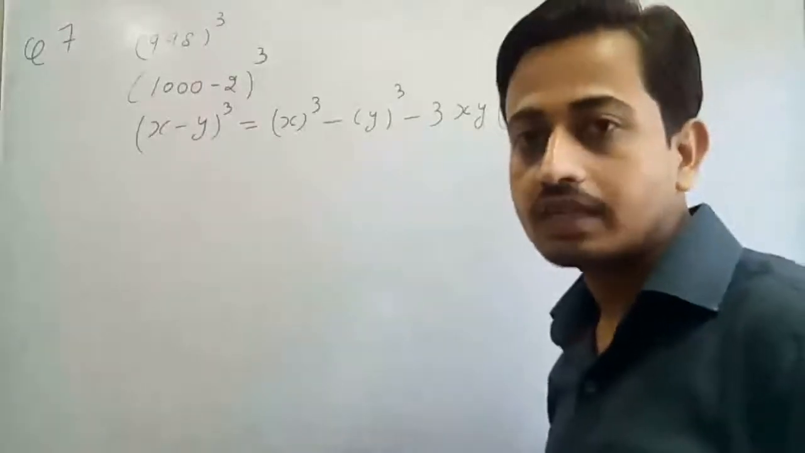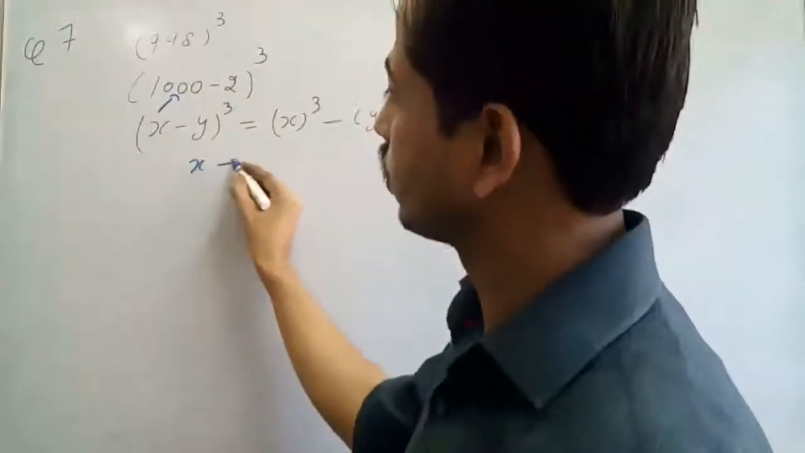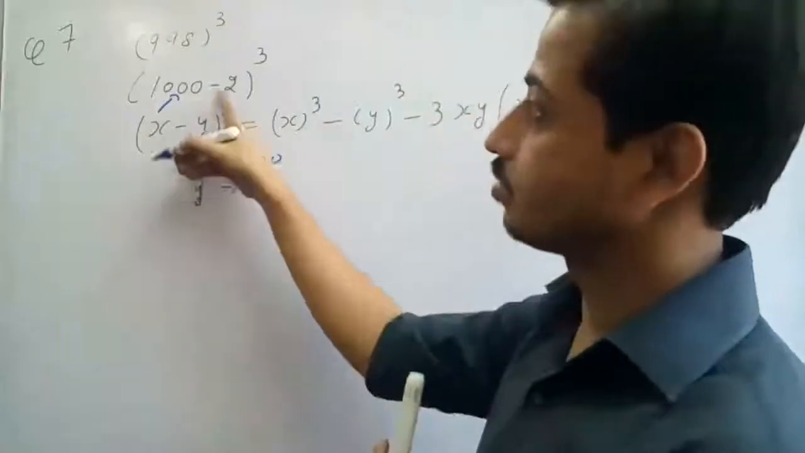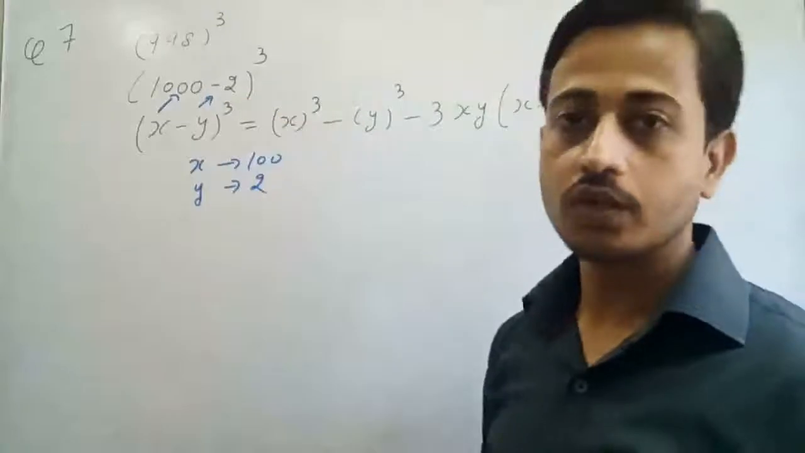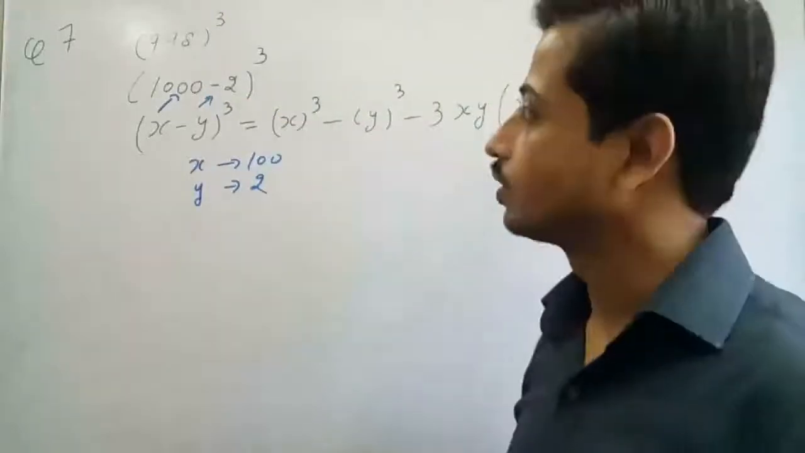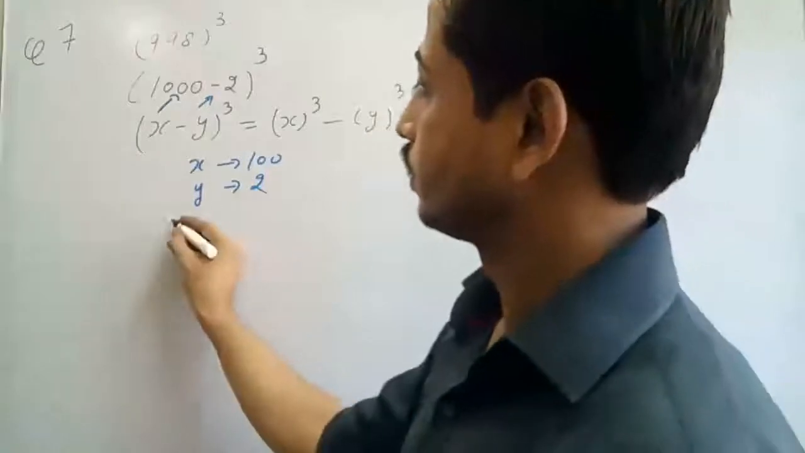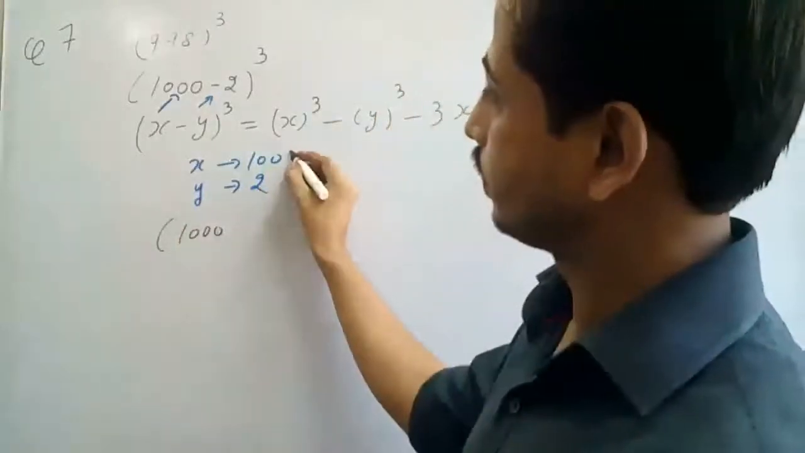You have to do comparison. The first term is what? 1000. So x is 1000. And what is y? y is the second term. y becomes 2. So it's very easy to solve. Put x equal to 1000 and y equal to 2. Sorry, I was writing 100 here; it is 1000.